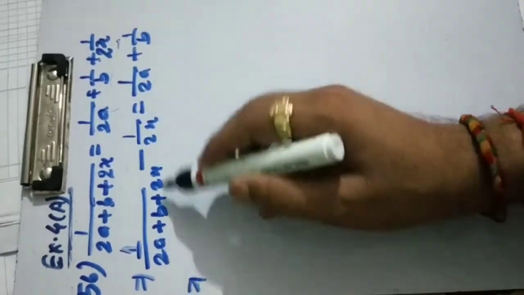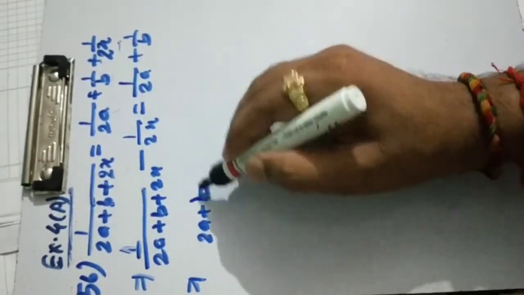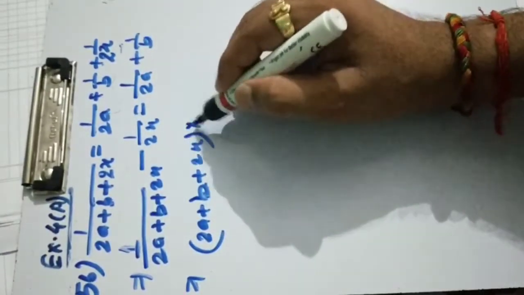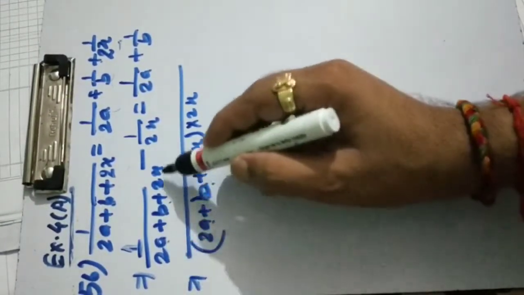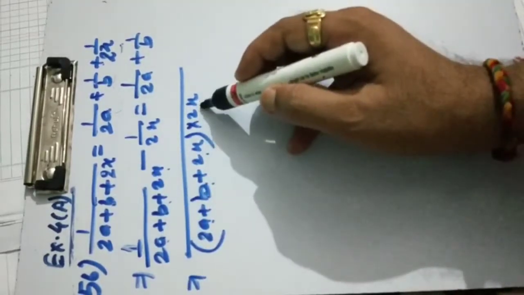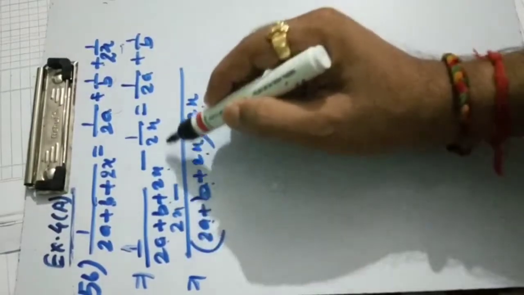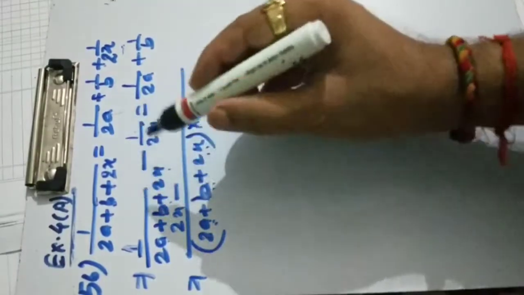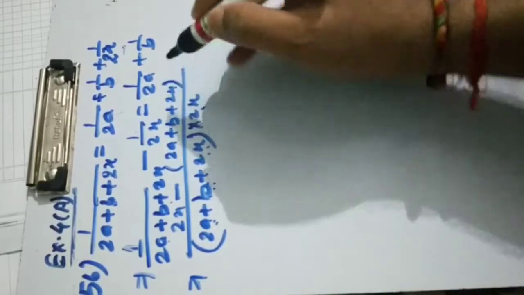Now let us take the LCM of these two terms. The LCM will be equal to their product, that is 2a plus b plus 2x into 2x. Then this 2a plus b plus 2x will cancel with 2a plus b plus 2x. Then 2x will be left, and 2x multiplied by 1 will be equal to 2x. Minus sign is here. 2x will cancel with 2x. Then 2a plus b plus 2x multiplied by 1 will be equal to 2a plus b plus 2x here.